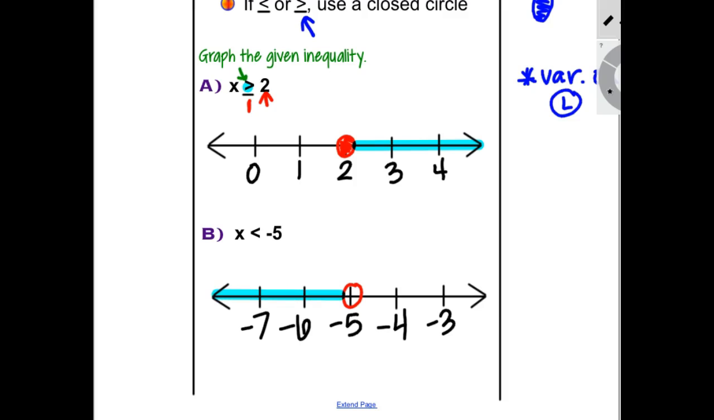If you're ever questioning if you shaded in the right direction, check your point. For example, in A, if I put in a 3, is 3 greater than or equal to 2? Absolutely. Is negative 6 less than negative 5? Absolutely. You should be checking your work.